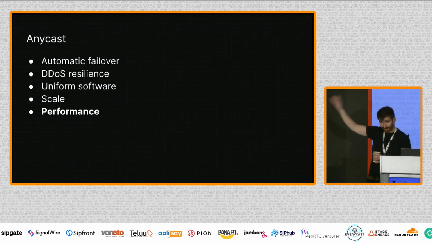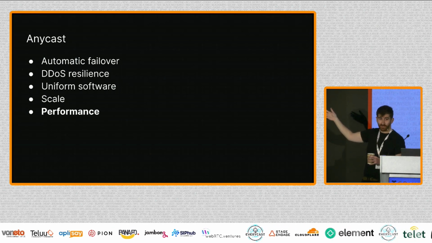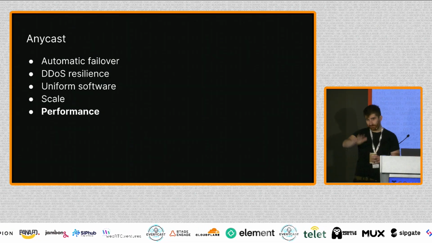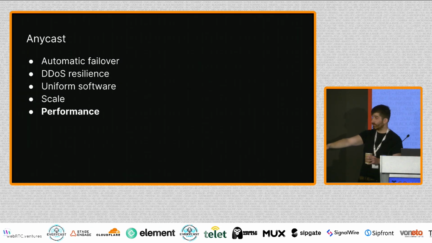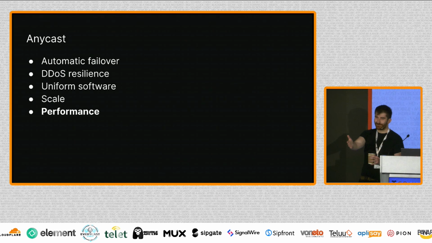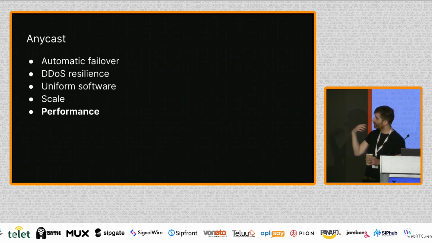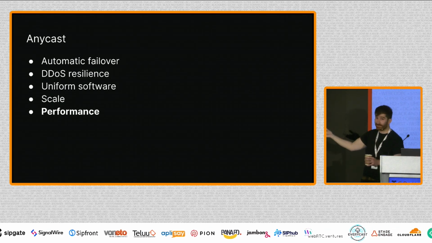Both in the data center and outside the data center, you have automatic failover options. For example, if fiber gets cut or something, BGP will automatically reconfigure itself, and it'll go to the closest location. Closest location by network hops. Yeah, shortest route. Thank you. DDoS resilience, I talked about that. You can have uniform software, scale.